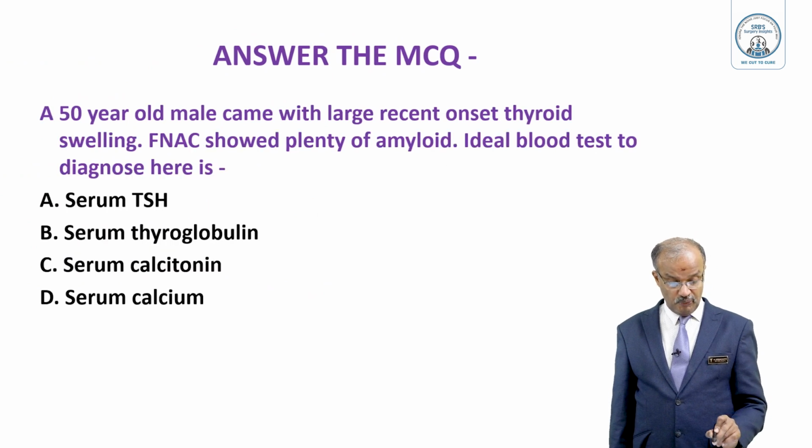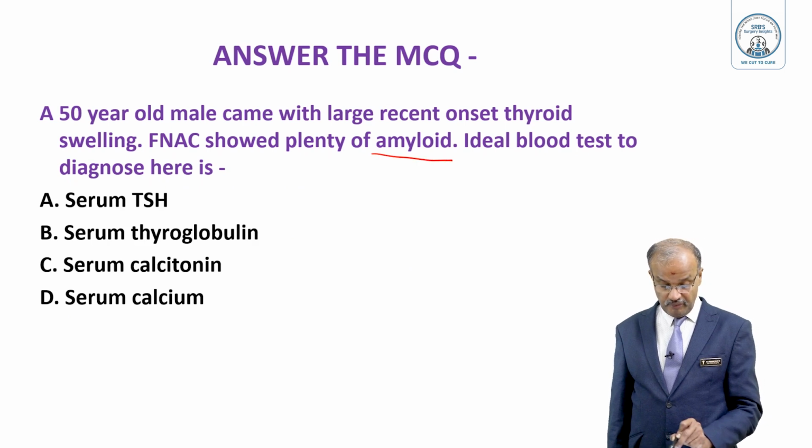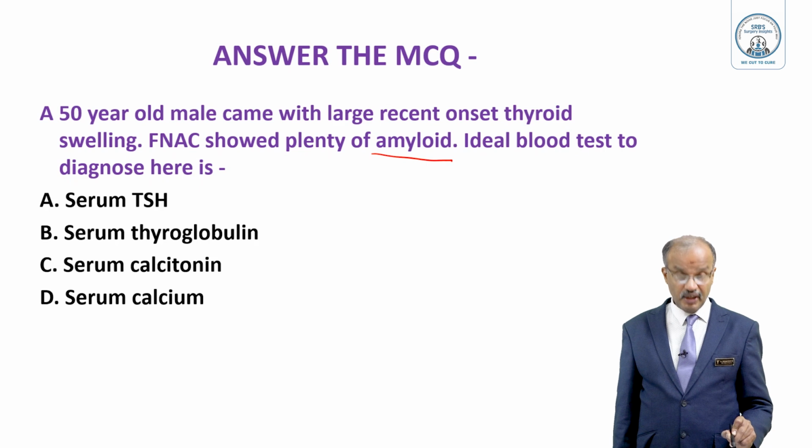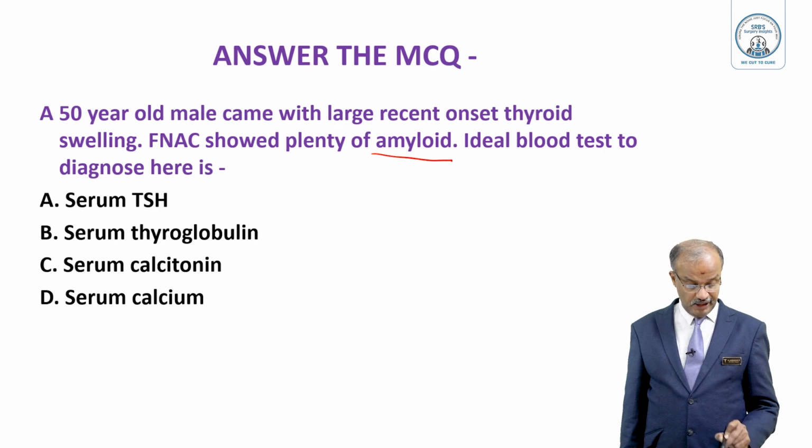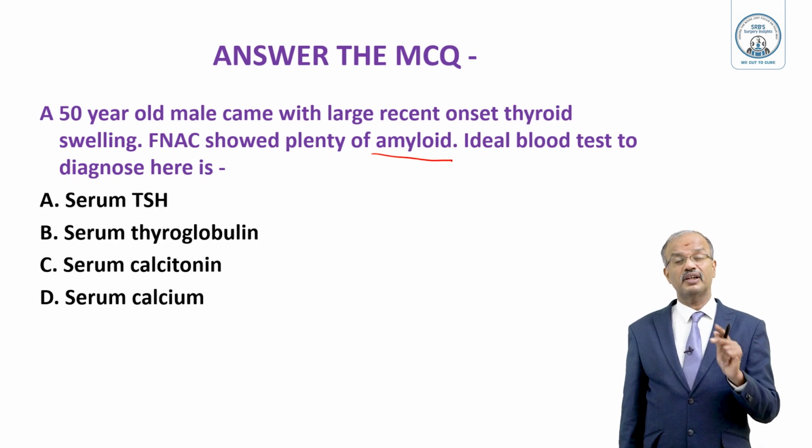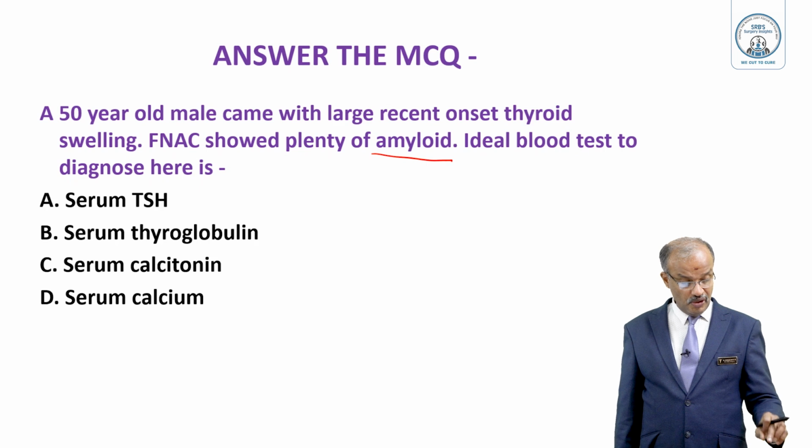A 50-year-old male came with a large recent onset thyroid swelling. FNAC showed plenty of amyloid. The ideal blood test to diagnose is TSH, thyroglobulin, calcitonin, or calcium. Put the right answer in the comment box. I will get back to you.